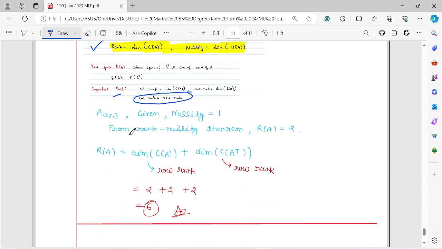There is a 3 cross 3 matrix given, and the given nullity is 1. So from the rank-nullity theorem, the rank of A is equal to 2. The dimension of the column space of A is equal to the row rank, and the dimension of the column space of A transpose is also equal to the row rank. So we directly substitute the values: 2 plus 2 plus 2 is equal to 6. So the final answer is 6.